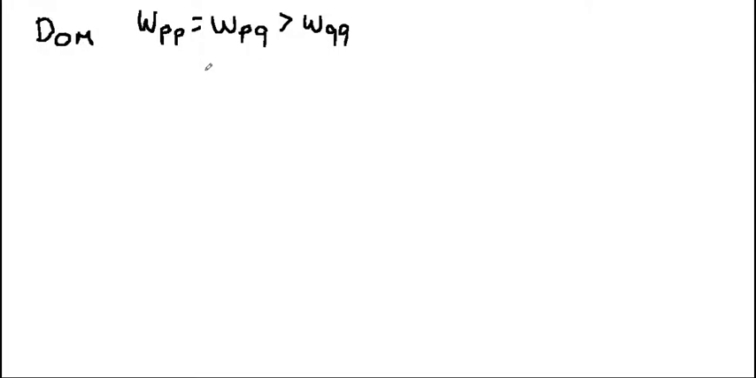Now, we've already looked at two situations. One where we did selection for the dominant, and if you remember, in that case our fitness values were WAA equal to WAa, and both of those were greater than the fitness for the recessive homozygote.